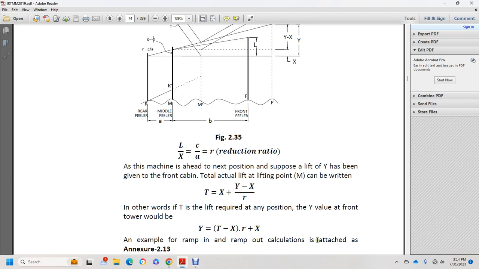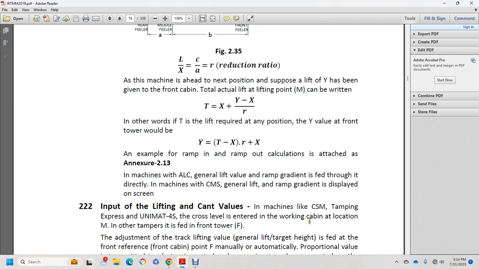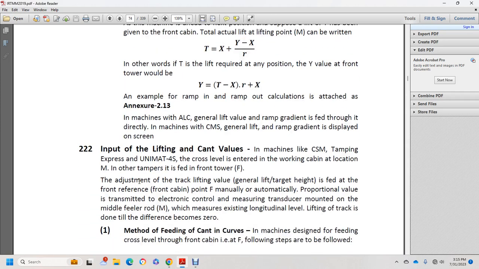An example of the ramp out correction test for the exam 213. For a machine with automatic computers, the general lift value of the ramp gradient is fed through it, or directly in a machine with CMS the general lift of the ramp gradient is given and displayed on the screen. R222 input and lifting with the cant values.